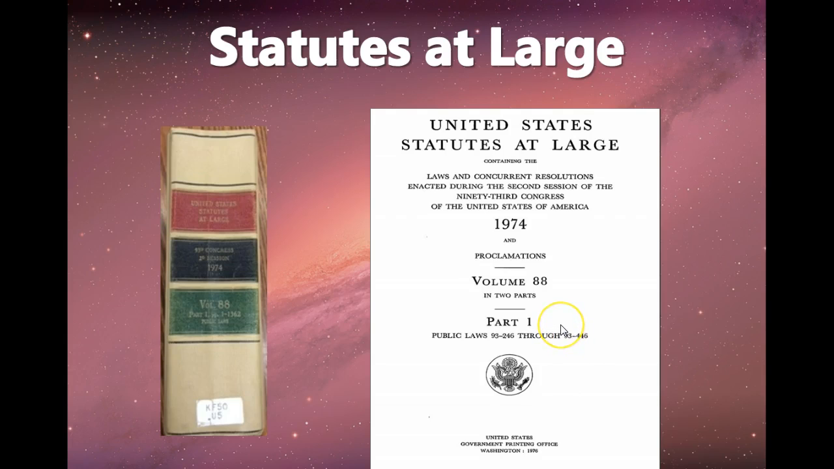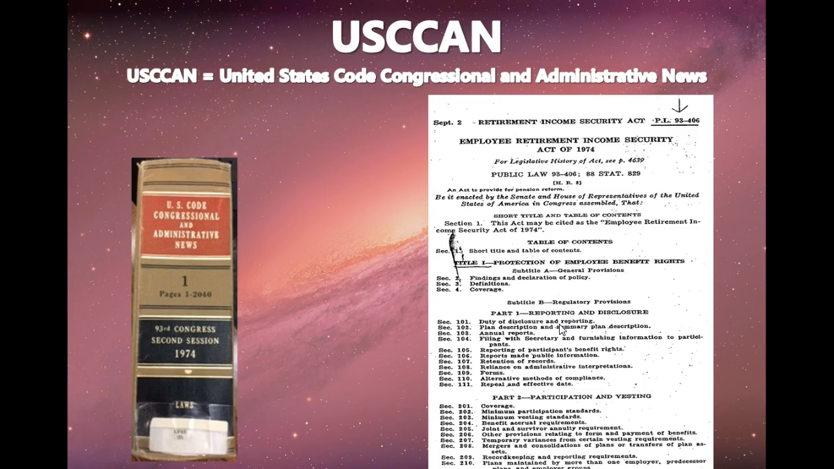Another place or planet where public laws can be found is called USCAN, and that stands for United States Code Congressional and Administrative News, and don't worry, nobody's going to ask you to repeat that, but you do want to remember USCAN because you will see that cited sometimes in cases, sometimes in law review articles. And what USCAN covers, in part, are public laws, and you can see, again, what USCAN would look like on the shelf, and you can see the first page of our Public Law 93-406, and what it looks like in USCAN, which is pretty much the same as it looks in the Statutes at Large.